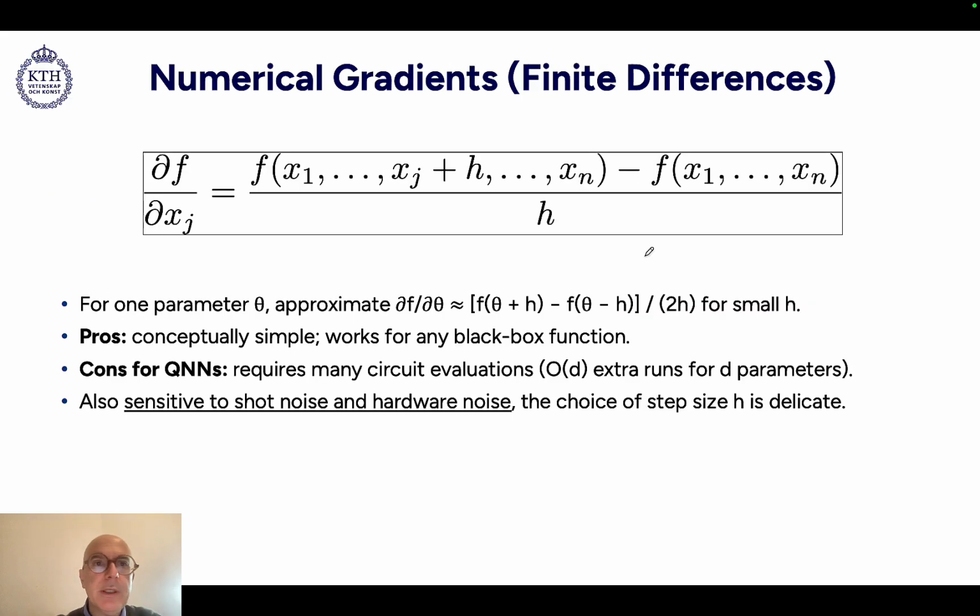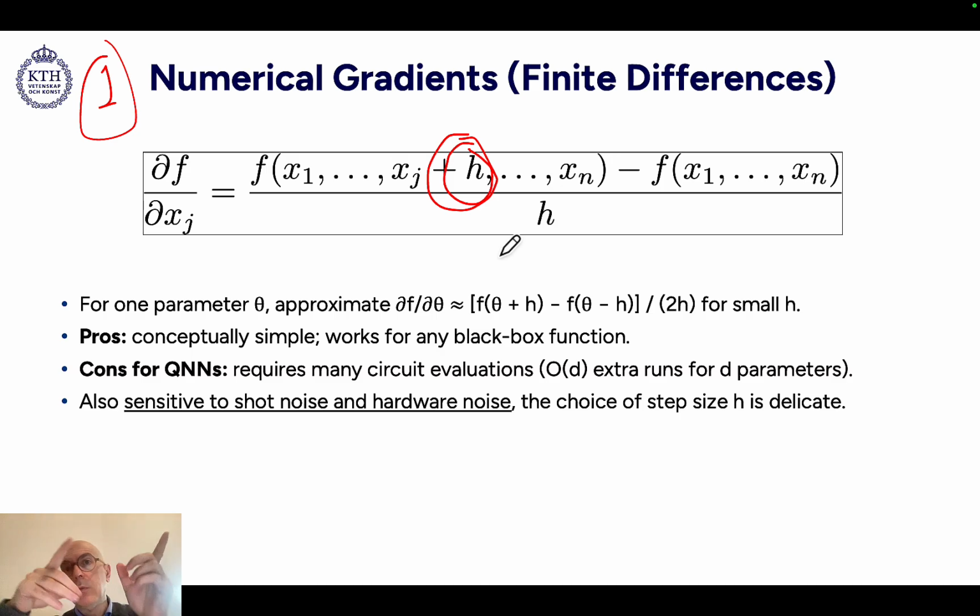So let's start with the first technique. This is quite simple. It's called numerical gradients using finite difference. The trick here is basically to calculate our expectation value at one point and then perturb one parameter by a certain displacement, and we calculate the difference with respect to the function at the original point.